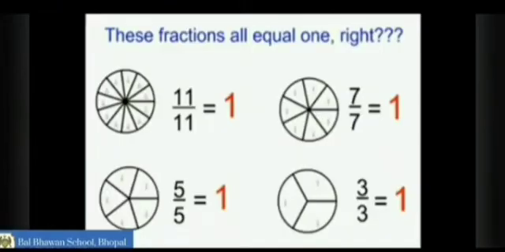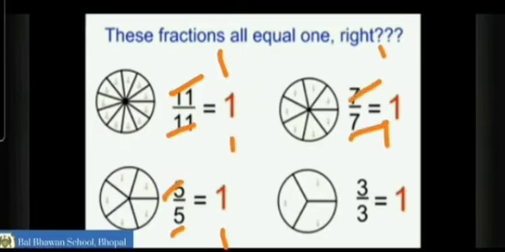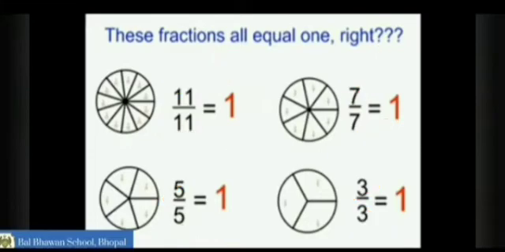Let us talk about now fractions in which numerator and denominators are same. Now here you can see 11 upon 11, 7 upon 7, 5 upon 5 and 3 upon 3. In all these fractions, when I am going to cancel these, I am going to get 1. Yes, that means all these fractions are equivalent fractions. They are equal. Their value remains the same.